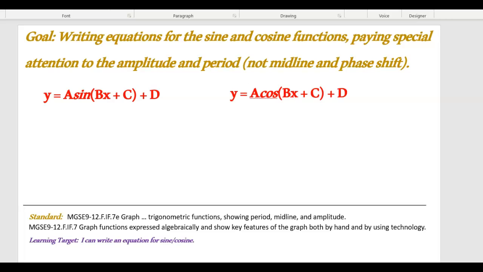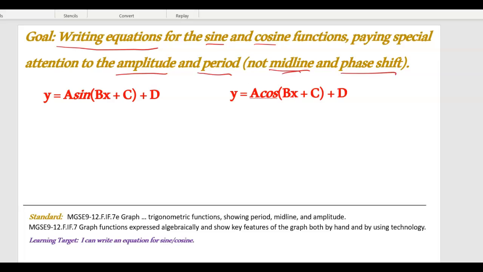Today's lesson is writing equations for the sine and cosine functions. Our last video was a little bit on graphing. Now we're kind of going in reverse. Given some information about the graph, or given the graph, I want to write an equation for the sine and the cosine function. And once again, like the last video, we're only going to pay attention to the amplitude and the period for now. We'll talk a little bit about midline, but midline and phase shift are coming later.